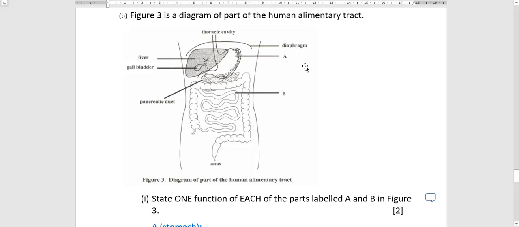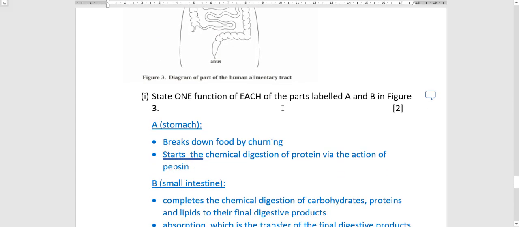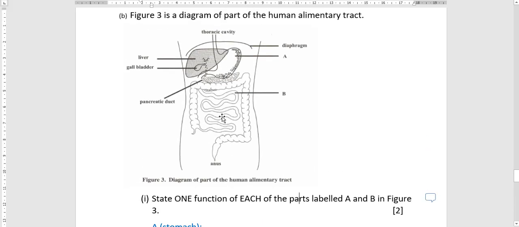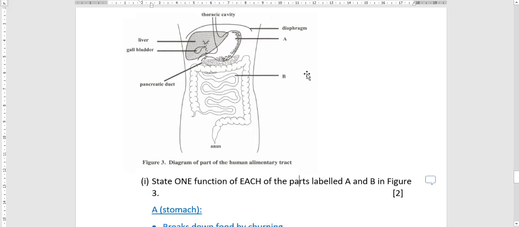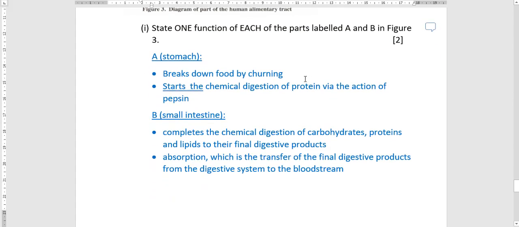1. State one function of each of the parts labeled A and B in figure 3. Now, note, they're not saying the name of the parts, just state the function. So A, this one over here, which we know to be the stomach. The function of A, the word stomach is in brackets, so you don't write down stomach, you write down the functions.